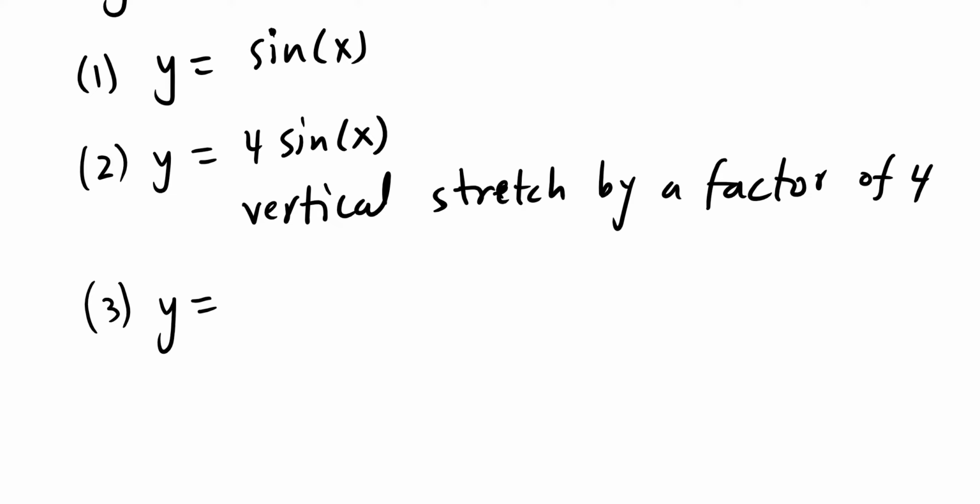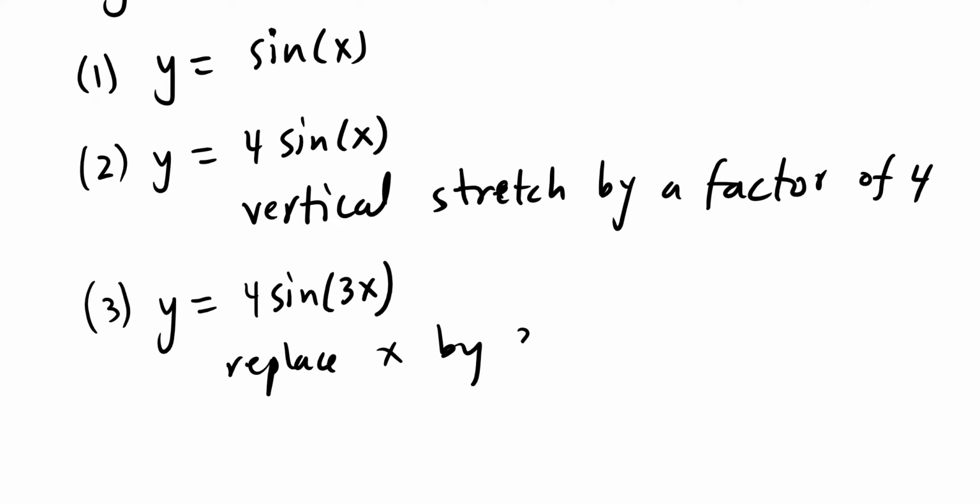Now we graph this one, but instead of x, I'm going to put 3x. So what I actually did is replace x by 3x. And what does that do? Originally it's 1x. If there's a number greater than 1 multiplying x, there's a horizontal compression.